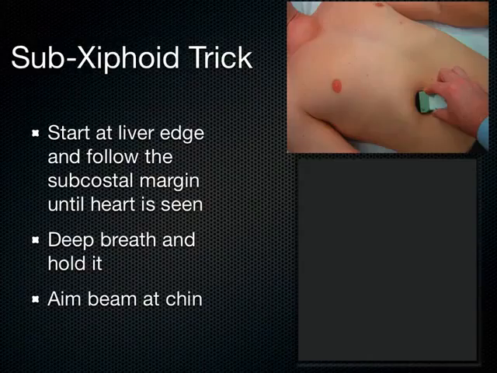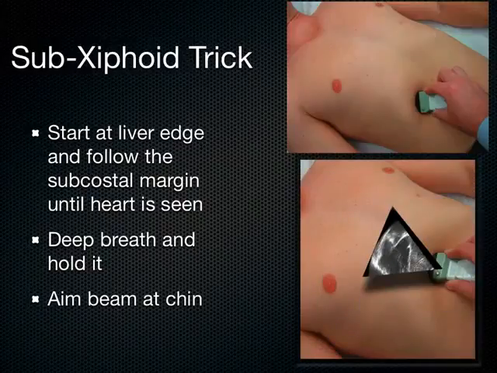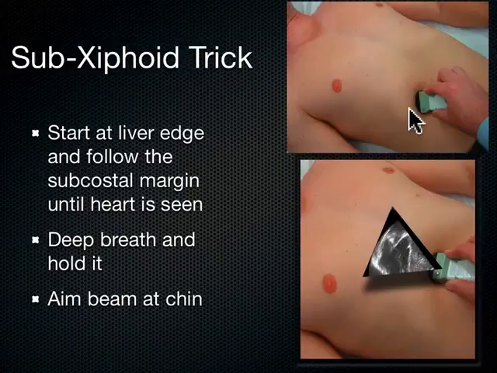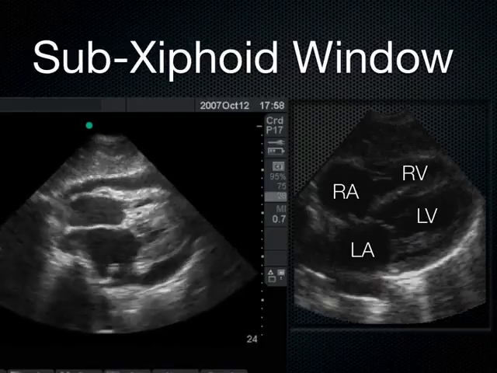Now, the trick to seeing that subxiphoid view is to start over at the liver edge and follow it up into the subxiphoid margin. So you look first at the liver, using that as your window, and then once you're in that subxiphoid notch, have the patient take a deep breath and hold it, aim the beam towards the chin, and this is what you see.